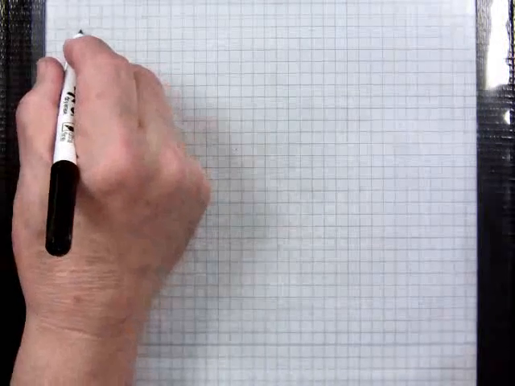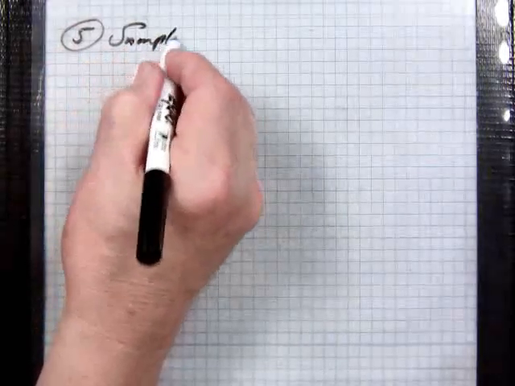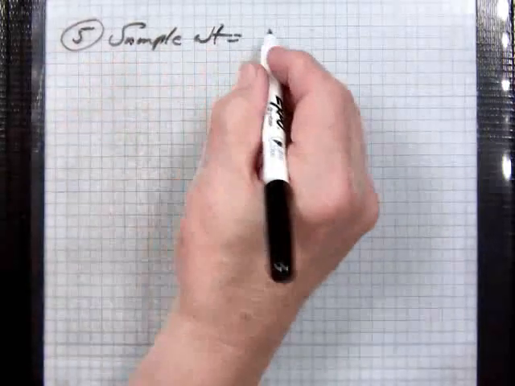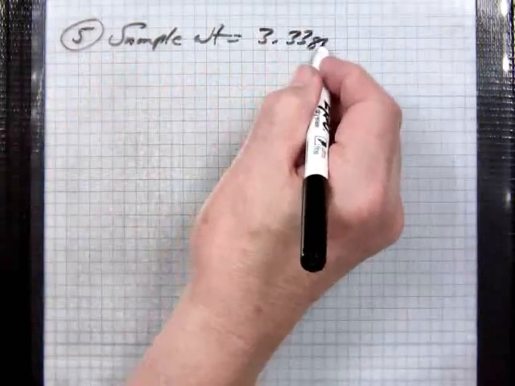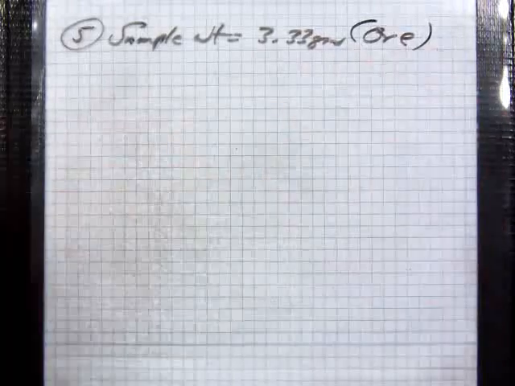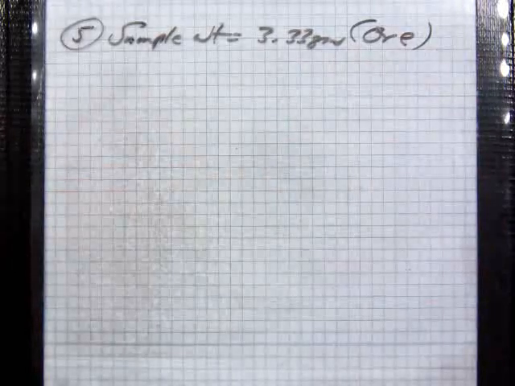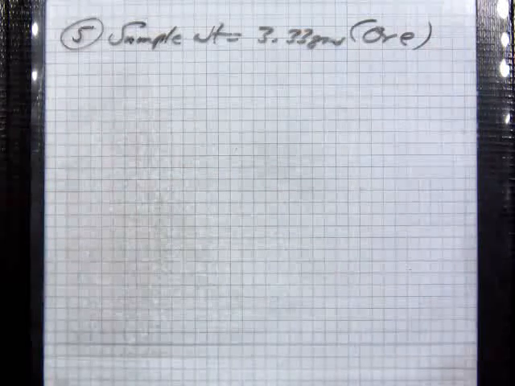Okay, we got another one in here. All right, let's think about the problem. All right, this is number 5. A sample weight is 3.33 grams ore. So we need to find what? The grams of iron that's in that ore sample. Yes? Okay, so we look at our problem and we say, well, what's going on?